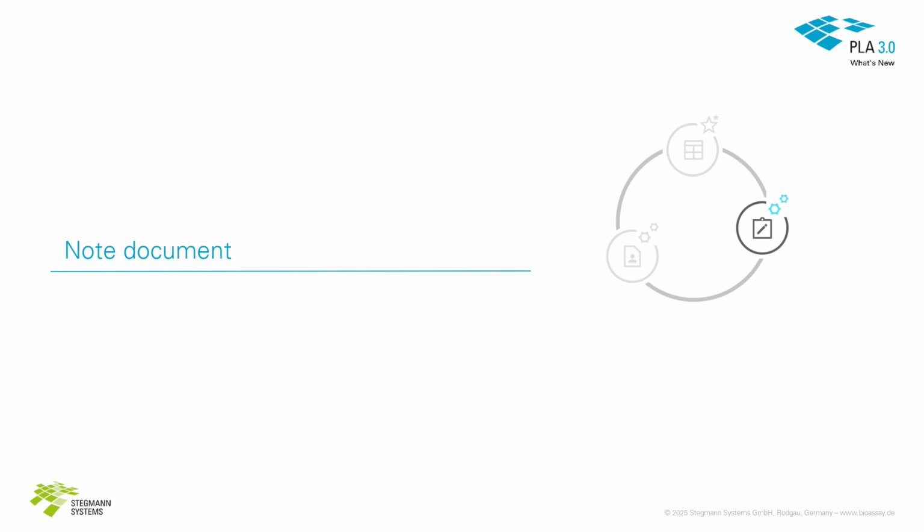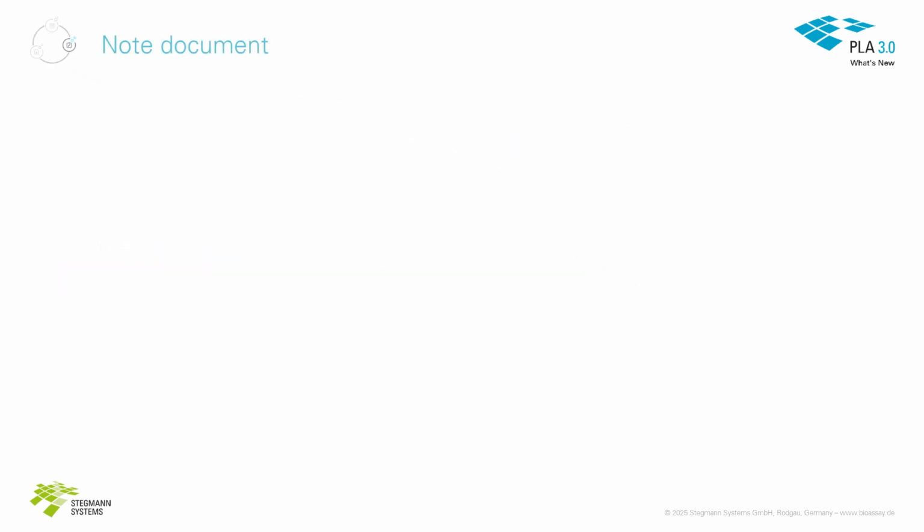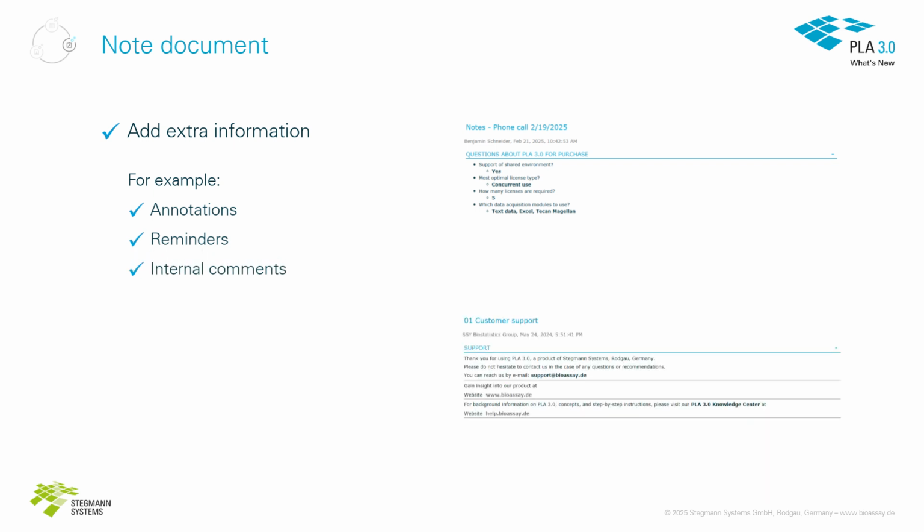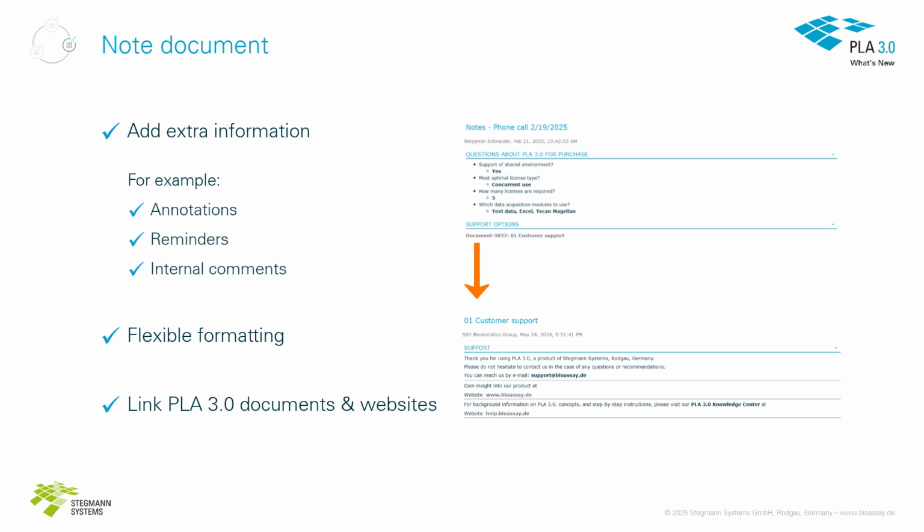The note document is the ideal candidate to enhance the informative value of your PLA 3 documents. You can use this tool to add extra information to a document, whether they are annotations, reminders, or internal comments. Simply write all information into the document, format your text using wiki markups, and inspect the note on the dashboard, or create a PDF report. You can also link other PLA 3 documents, and include website links. Or attach files directly to the note.